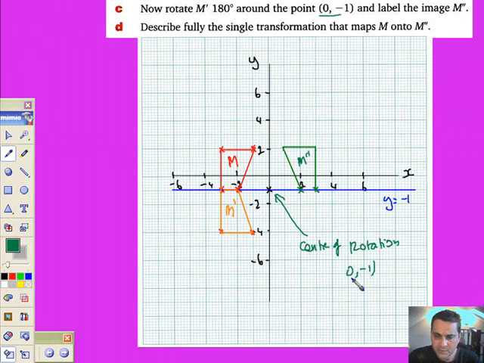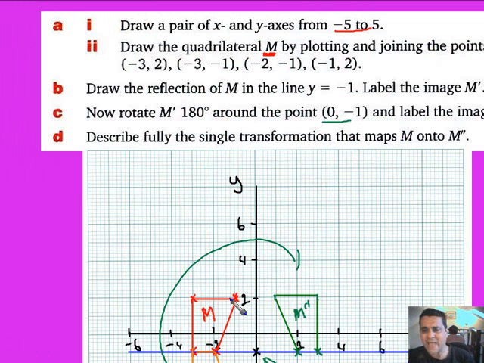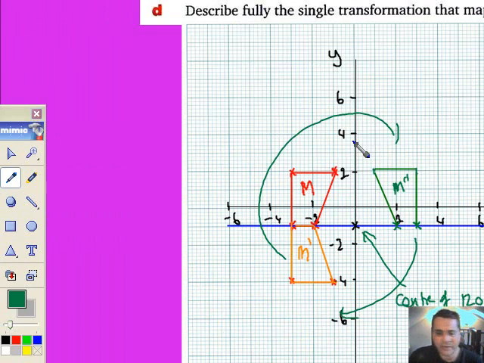So 0, -1 down. As you can see, that's gone way over there, so we can just imagine going like that, and this coming back round, I suppose. So that's a rotation there of 180 degrees. And then it says describe fully the single transformation that maps M, the original M, onto the image M dash dash, which is that second image. Alright, so very, very straightforward.